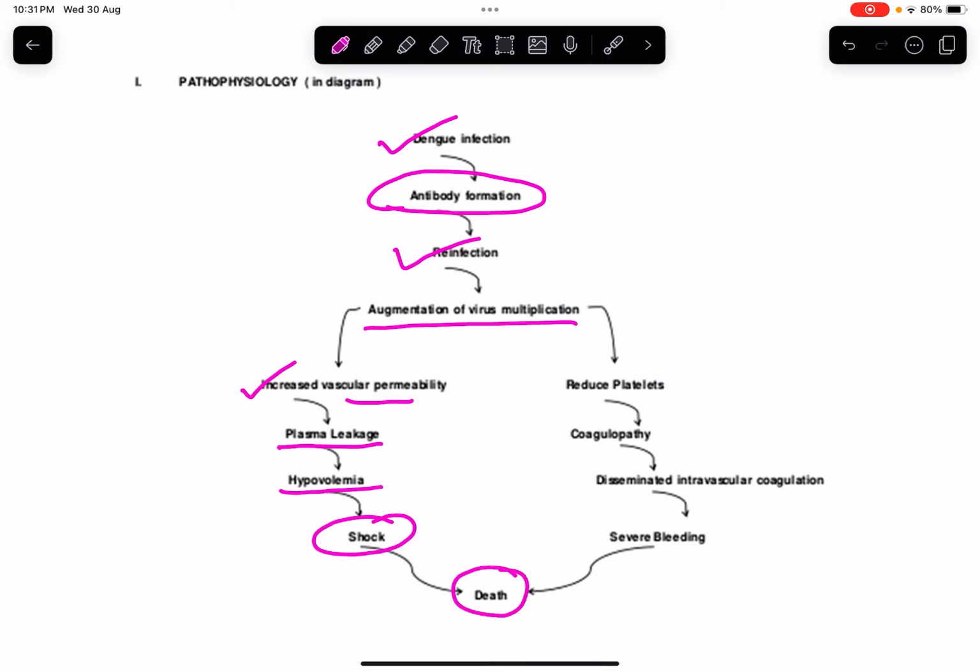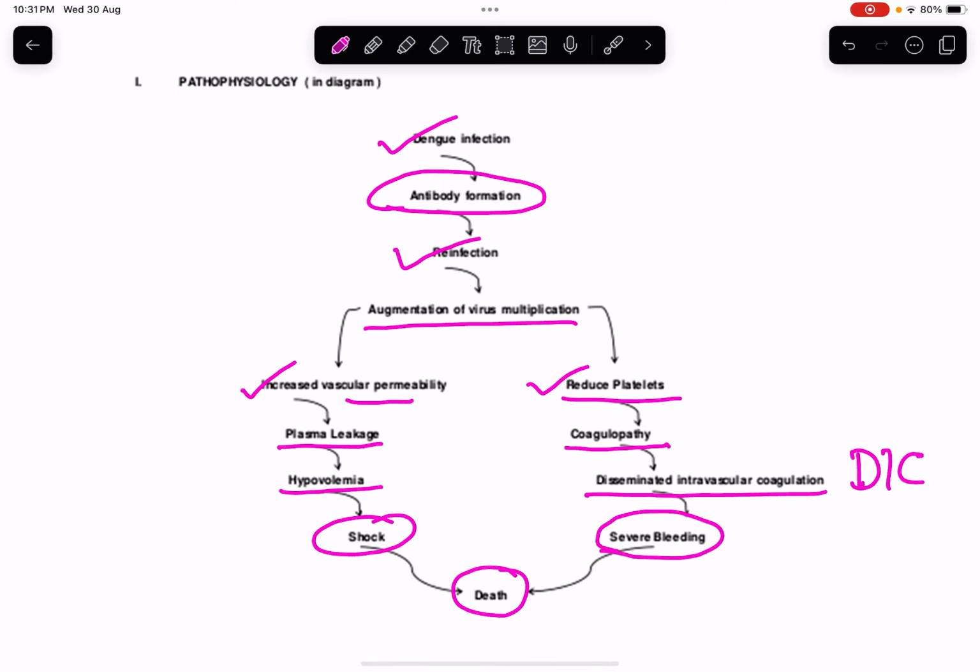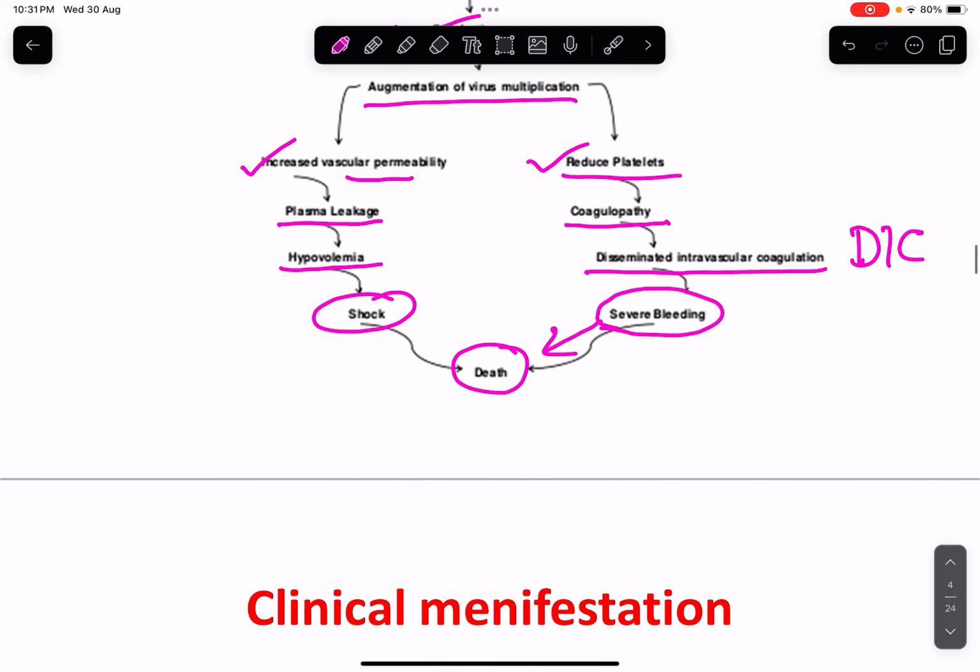death of the patient. There will also be reduction in the platelet count, which will result in coagulopathy, and there will be disseminated intravascular coagulation, also known as DIC, which is a very severe and serious complication which leads to severe bleeding, and ultimately if the patient remains unattended, the patient may die also. So this is about the pathophysiology in short.